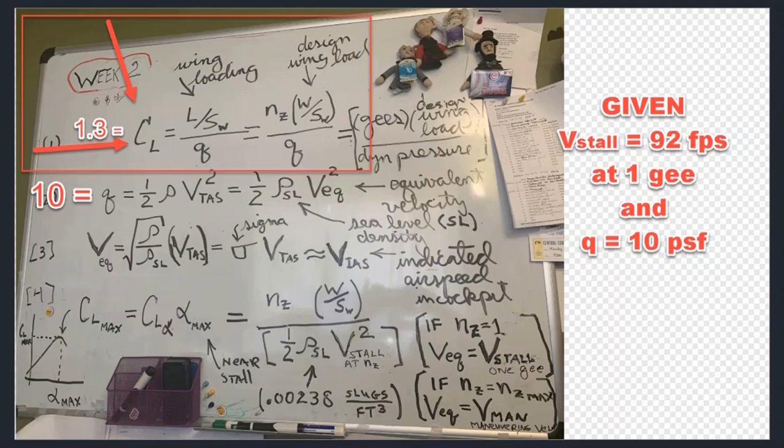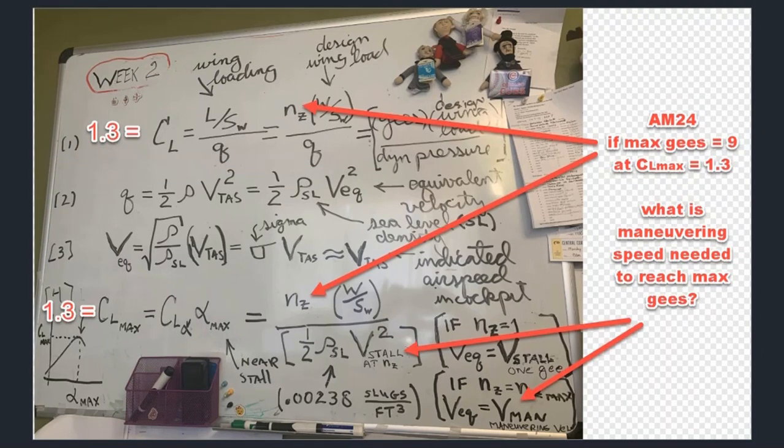For the last two problems, given that the stall speed at 1G when you're landing is 92 feet per second and dynamic pressure is 10, can we find the maneuvering speed if the maximum G's are 9 at the same CL max of 1.3? Because we know that the CL max never changes at stall. So what is the maneuvering speed needed to reach the maximum G's given as 9? That's called maneuvering speed.